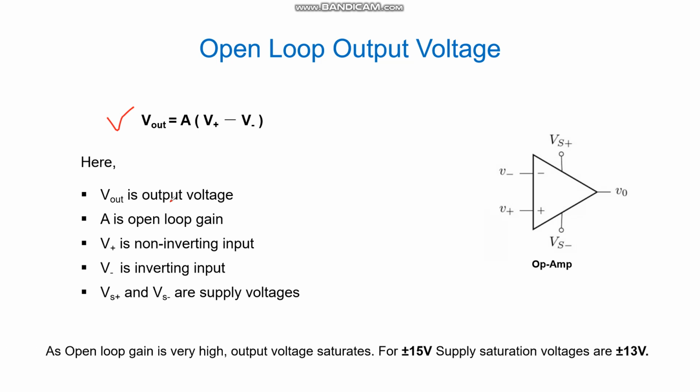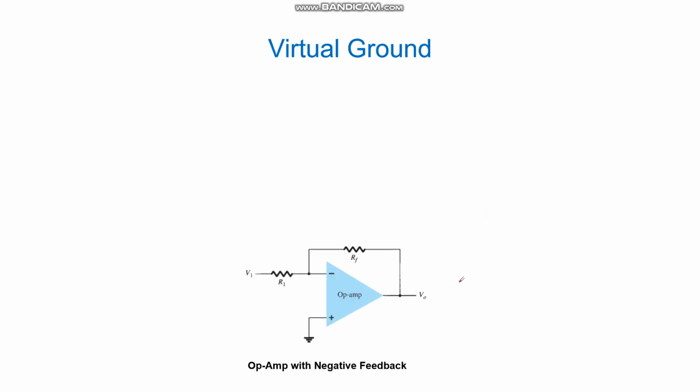For an ideal op-amp, open loop gain is very high. This causes the output voltage to saturate. The saturation voltage is usually a bit smaller than the supply voltages. If the non-inverting voltage is greater than the inverting input voltage, then the output voltage will be positive. Otherwise, the output voltage will be negative.